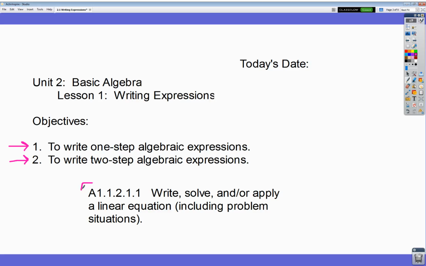And this goes with the standard that tells us that you should know how to write, solve, and or apply a linear equation. So in this case, we're going to be writing a part of a linear equation, but an expression does not have an equal sign. So when you're writing an expression, you're only writing part of the equation, but it's very important because as you read word problems, you will need to turn them into expressions and equations.